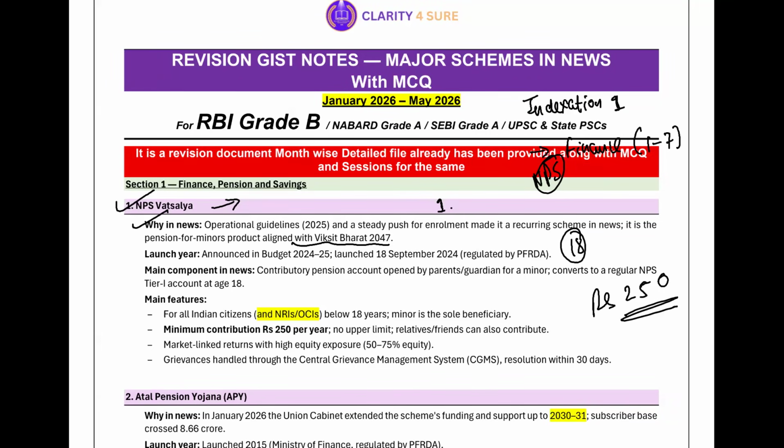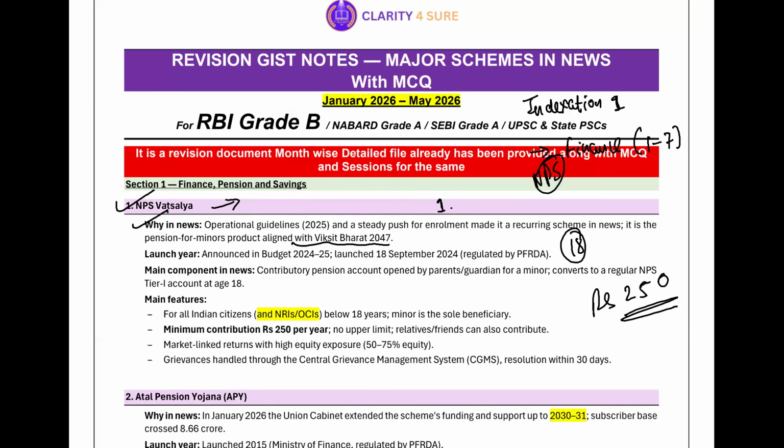ये class मैं बहुत ही attentive लेने वाला हूँ, right? Because whatever has been mentioned, I won't deliver everything. Only the bullet points I will be taking you through. ठीक है? And it is market linked returns. Note it down. Another key point लिख लो, market linked returns है. Is it clear?